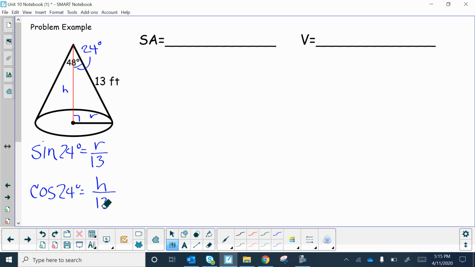So 13 times sine of 24. R is roughly 5.288, and this is feet. All right, H is going to be 13 times cosine of 24. So the height is roughly 11.876.